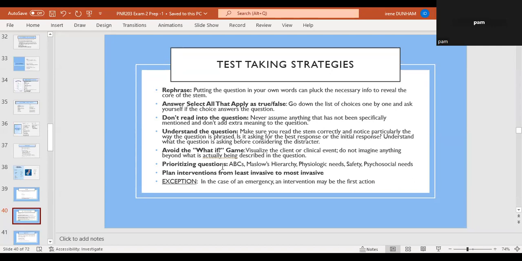And then you have prioritizing questions. You have your ABCs: airway, breathing, and circulation. Then you have Maslow's hierarchy: the physiological needs, safety, and psychosocial needs. And then plan interventions from the least invasive to the most invasive. So we always want to go from the least invasive. And of course, there is always an exception: in the case of an emergency, an intervention may be the first action. You just have to read the questions correctly.